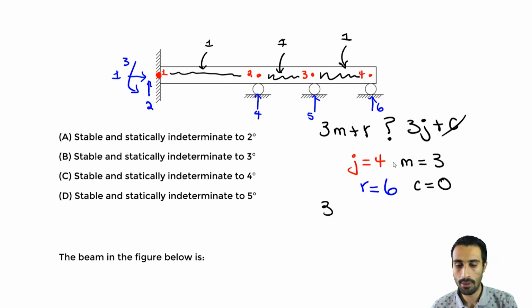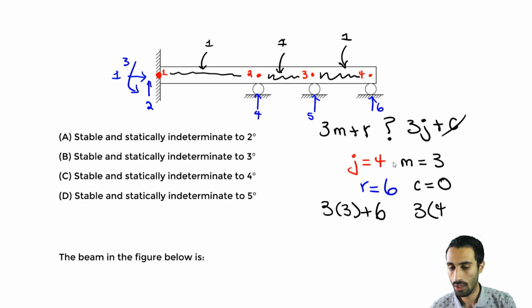So now let's start plugging stuff in. We do 3M. So M is going to be 3, plus R. R is going to be 6. And do 3J on the right side. J is going to be 4. So we know 3 times 3 is 9. 9 plus 6 should give us 15. So we do 15.